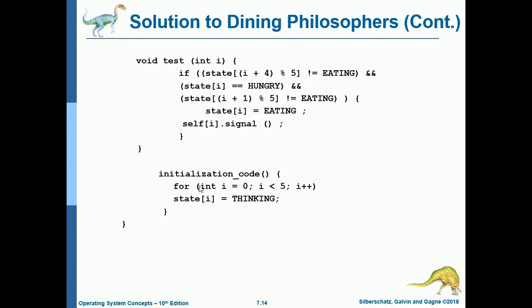So how is it done? Each philosopher, before starting to eat, must invoke the pickup operation, so picking up the chopsticks. This act may result in the suspension of the philosopher process. After the successful completion of the operation, the philosopher may eat. Following this, the philosopher invokes the putdown operation.